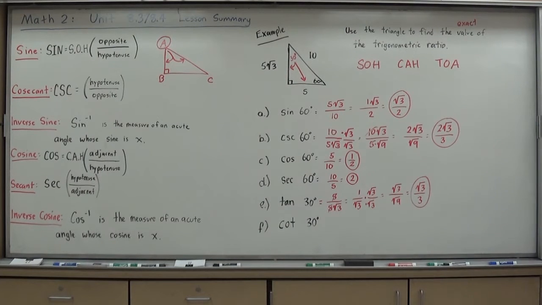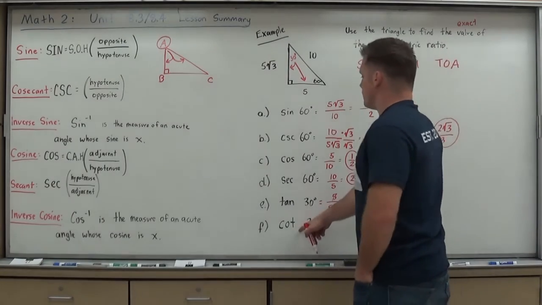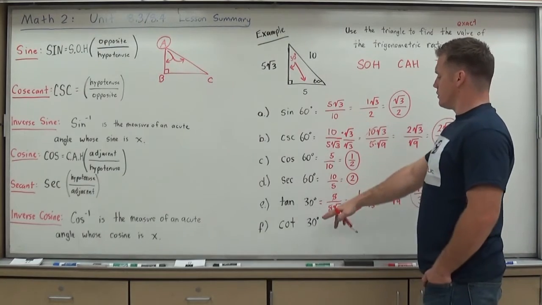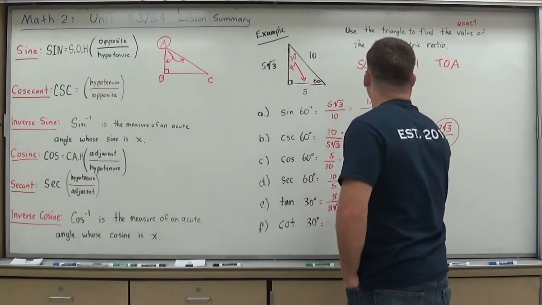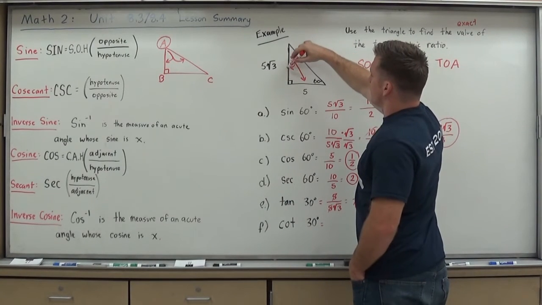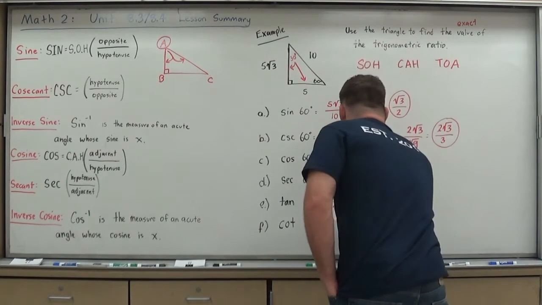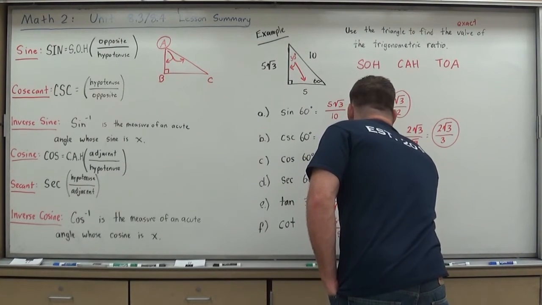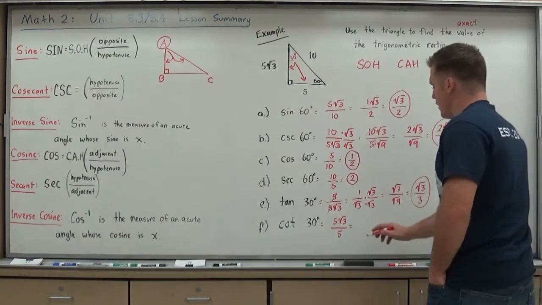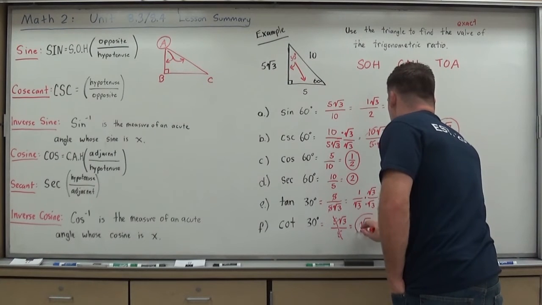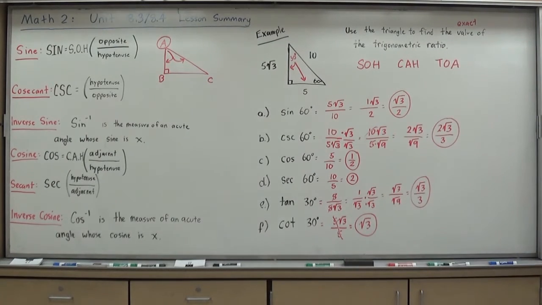Pretty straightforward. Okay. Cotangent. That's our opposite for tangent. So if tangent is opposite over adjacent, cotangent is adjacent over opposite. And we're doing 30 again, so adjacent, 5 root 3 over opposite, 5. 5 root 3 over 5. The 5s cross out. I just end up with root 3.